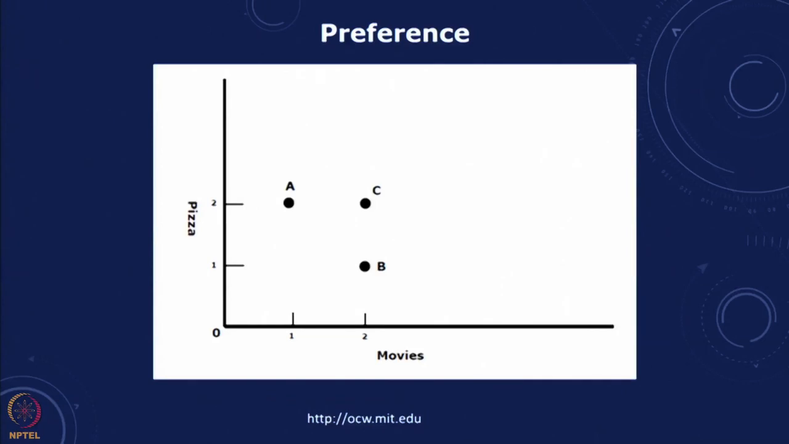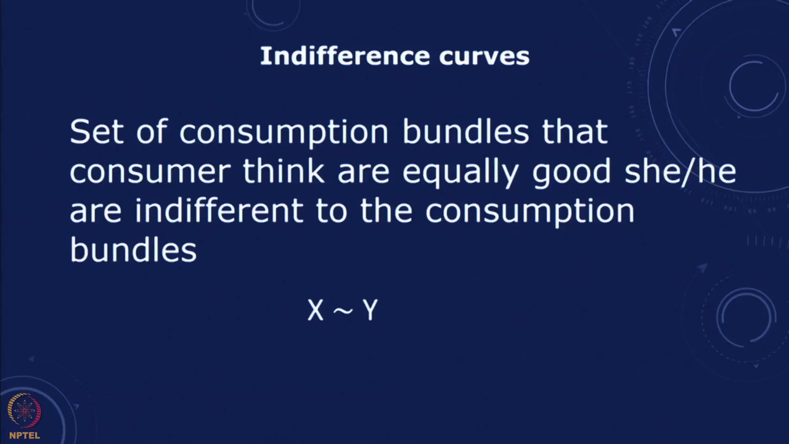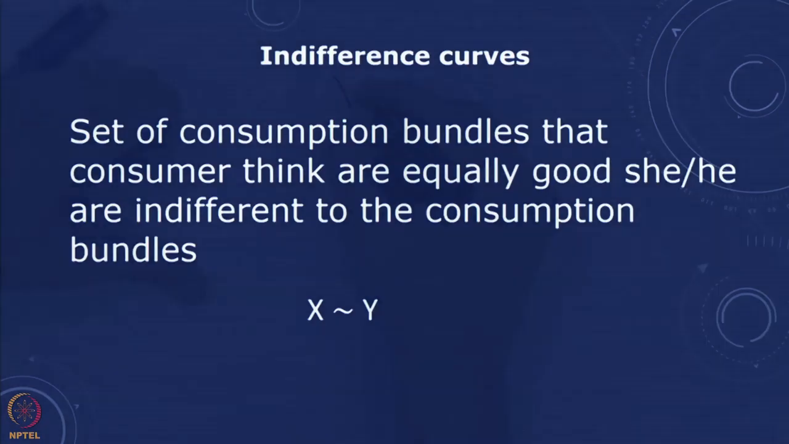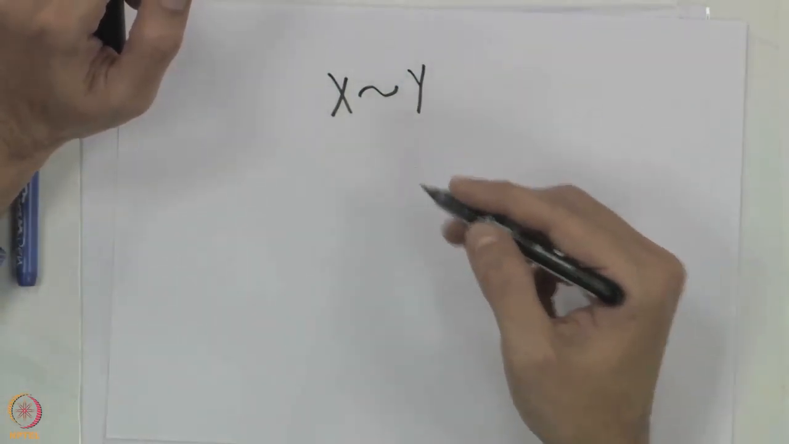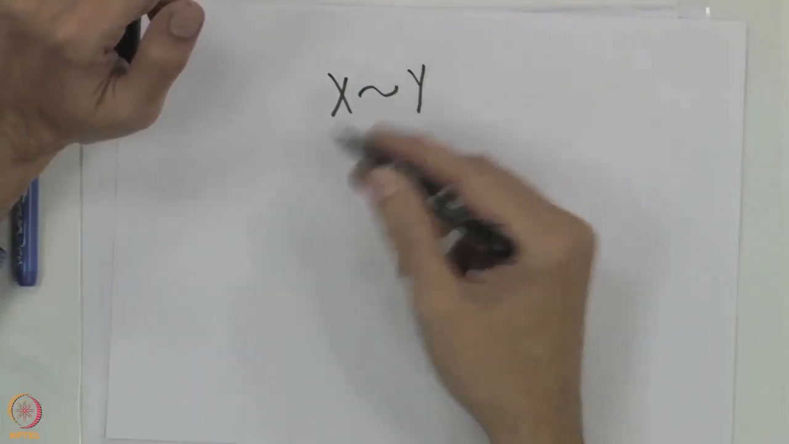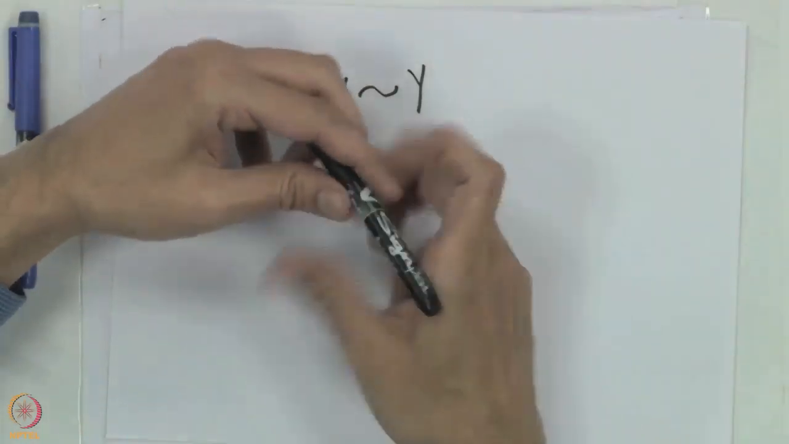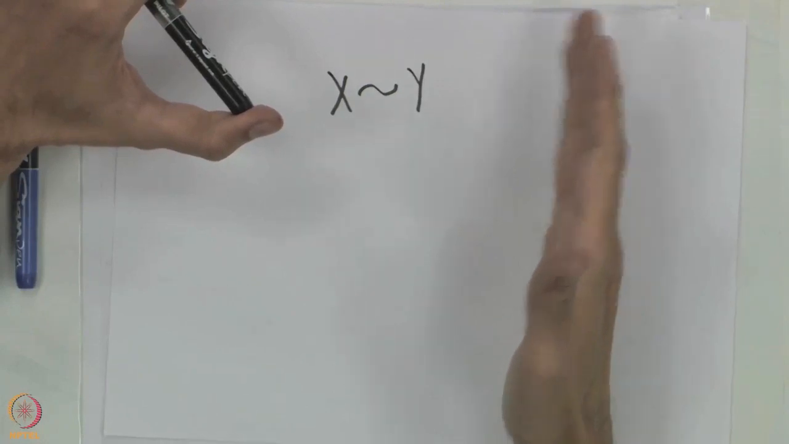to this. We can join a set of all points which are equivalent to us, and that is called the indifference curve. Of course, here we are talking of discrete values, but in general, we can look at a continuous kind of curve. And the indifference curve is a set of consumption bundles that the consumer thinks are equally good. She or he is indifferent to the consumption bundles. That means if you have a consumption bundle X indifferent to Y, this set of these points is provided by an indifference curve. And this X could have a whole set of different goods and Y could have another set of different goods. Of course, to simplify things, we are initially looking at two different goods and the combinations of that.